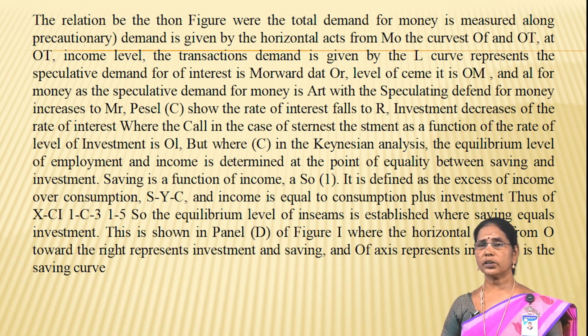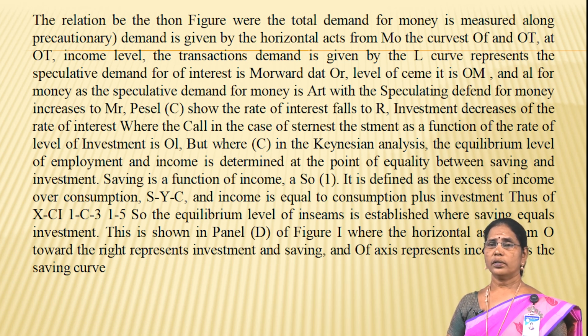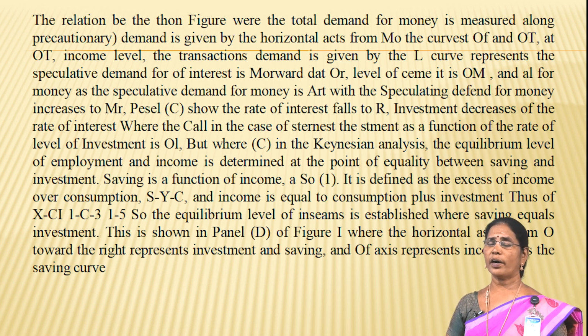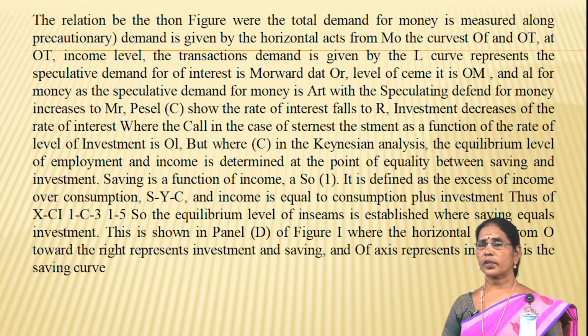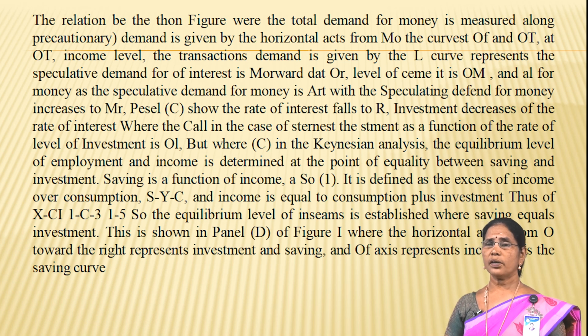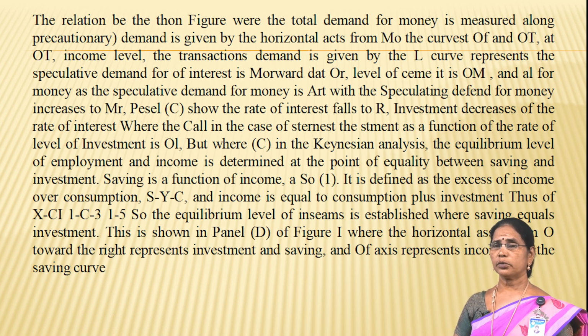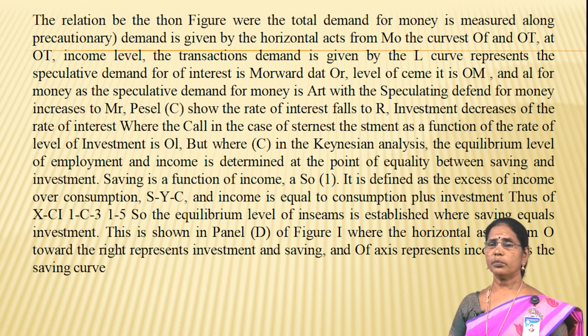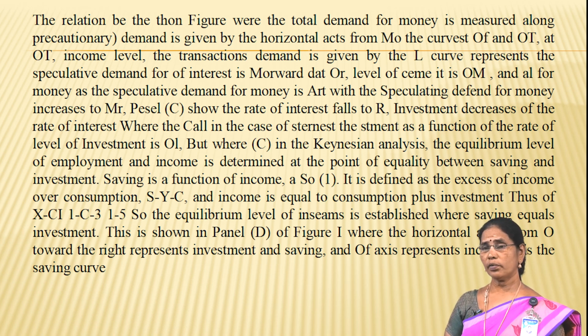The investment increases as the rate of interest falls. In the case of the Keynesian analysis, the equilibrium level of employment and income is determined at the point of equality between saving and investment. Saving is a function of income. It is defined as the excess of income over consumption, S = Y - C. And income is equal to consumption plus investment, thus S = Y - C and investment. So the equilibrium level of income is established where savings equals investment.